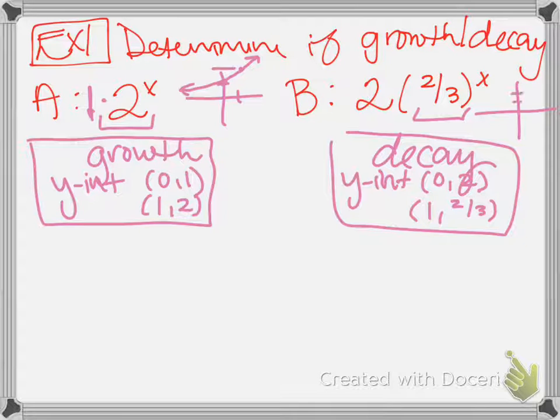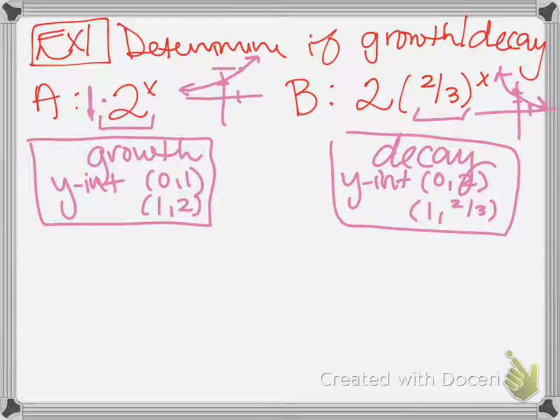So again, if I wanted to draw this picture, it would look something like this. We got (0, 2), and we got (1, 2/3), and that's going to be shorter or less than that 1. So our exponential decay will look like that. Again, not super exact, but that's okay.